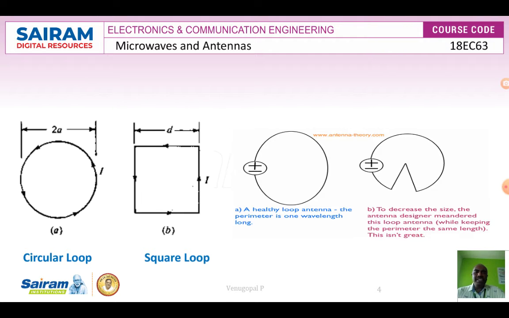The perimeter length is very, very important here. So it need not be a perfect square or perfect circle. Maybe an irregular shape is also possible. Understood? Why is an irregular shape possible in a small loop? Because the shape of the enclosed area is not important. The perimeter length is very, very important. Okay, these are the shapes of the small loop antenna.